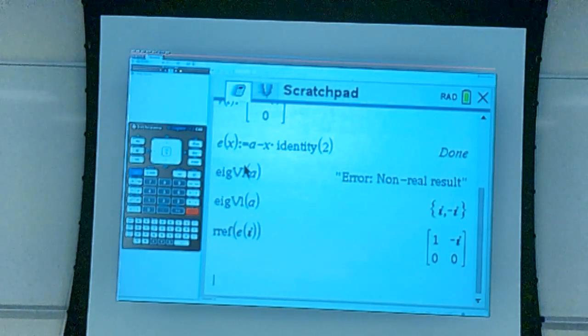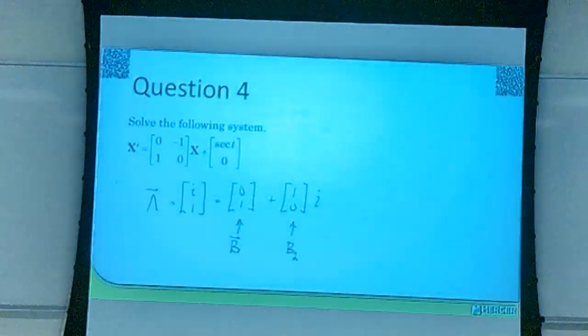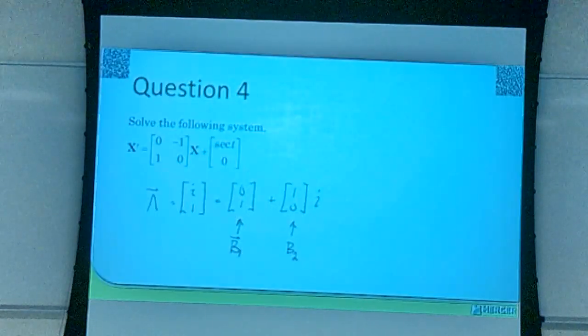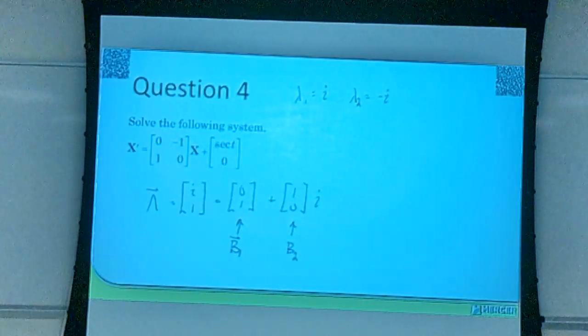Could you switch the screen so we could see? Did he yet? Oh, goodness, I thought I did. Let's switch that. I'm also going to put down this, up there, the eigenvalues.